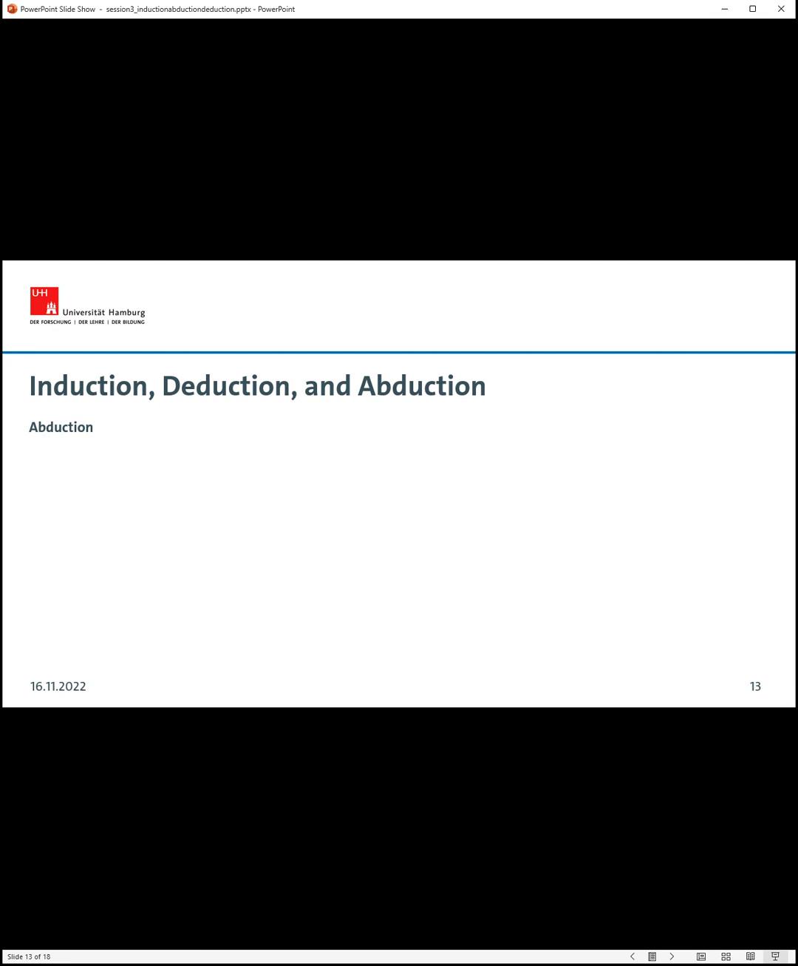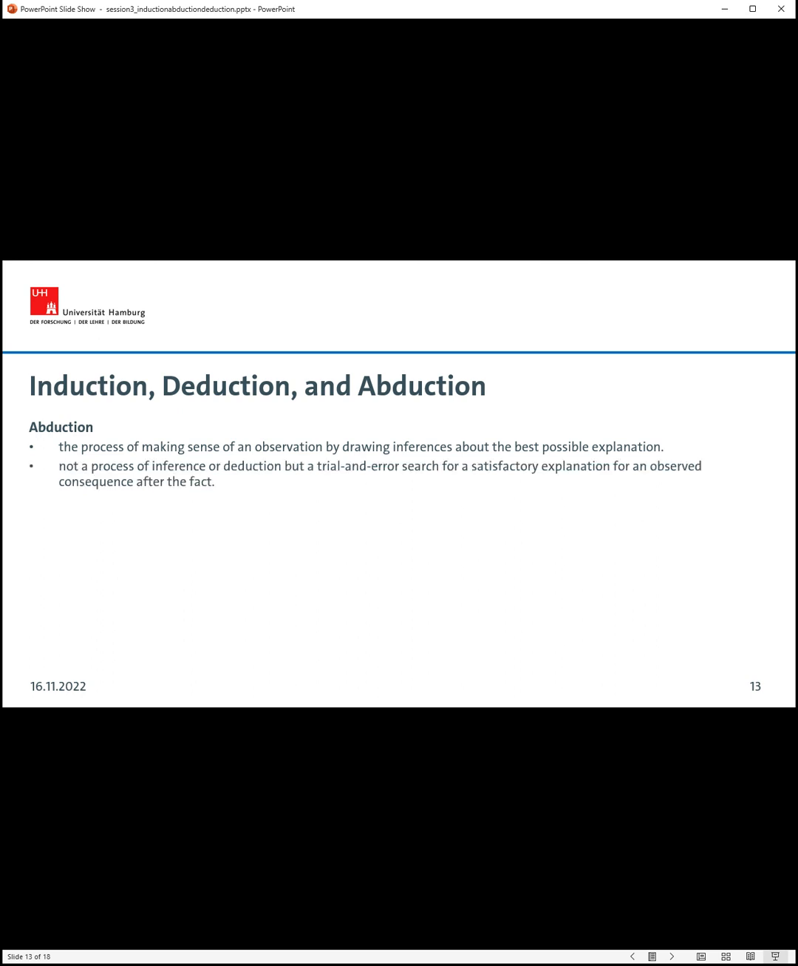A third form of logical reasoning that works very differently is what's called abduction. Abduction is the process of making sense of an observation by drawing inferences about the best possible, the most plausible explanation. It's not a process of logical inference of deduction, so it's not quite the same process of induction or deduction. But instead, you can conceive of it as a trial and error search for a satisfactory explanation for an observed consequence after the fact, after we've observed it.